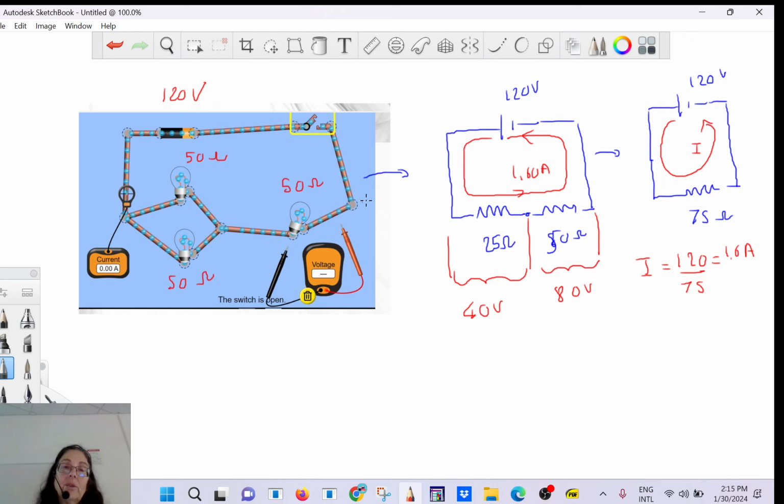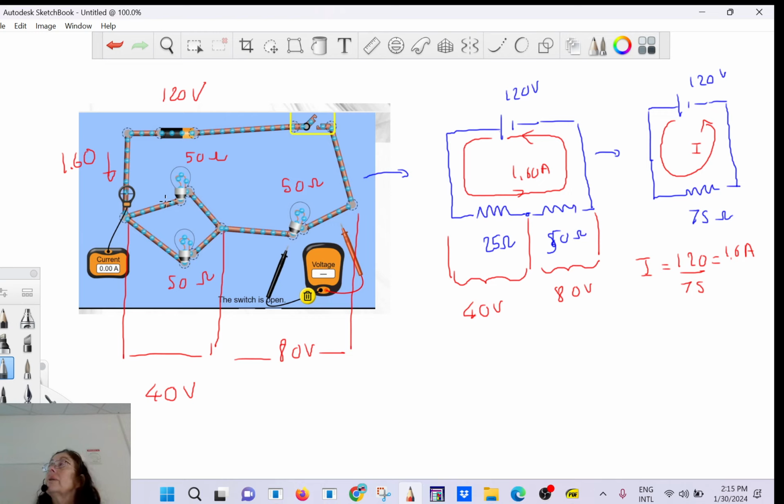Okay. So now I know. You go one more step back. Okay? So what do we know now? We know that's going to be 40 volt, and this is 80 volt. Do you agree? And the current here is 1.6, and we know that's going to be 0.8, but let's pretend we don't know.